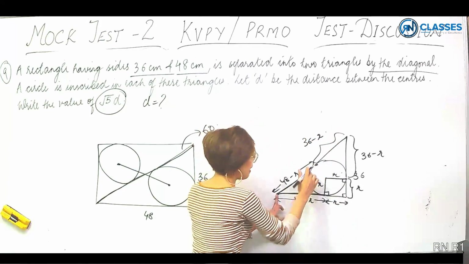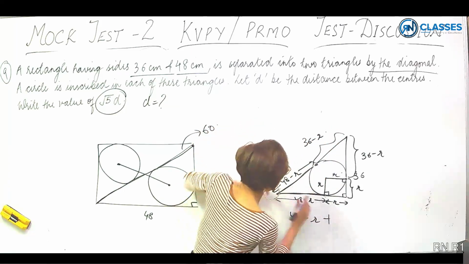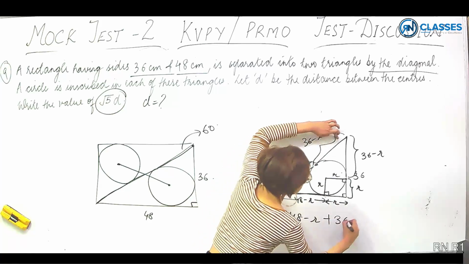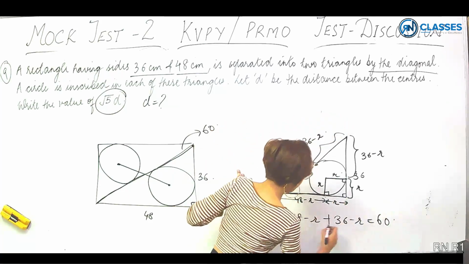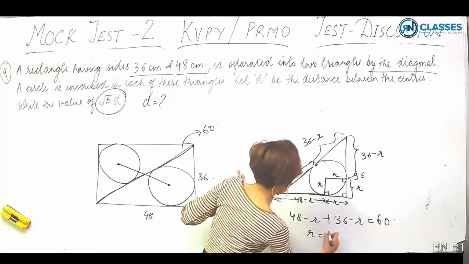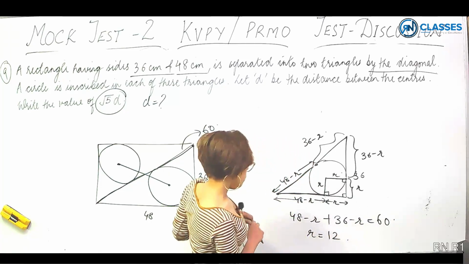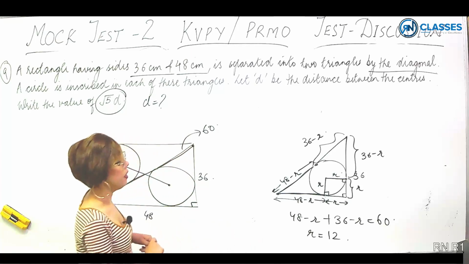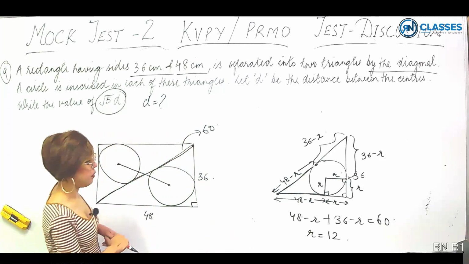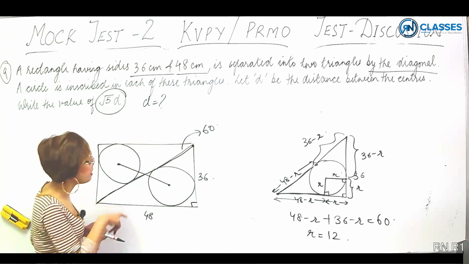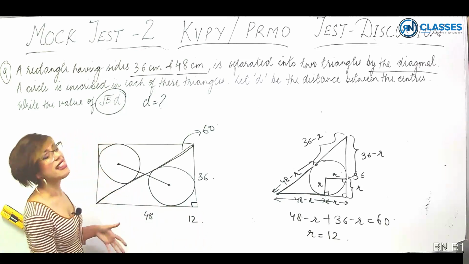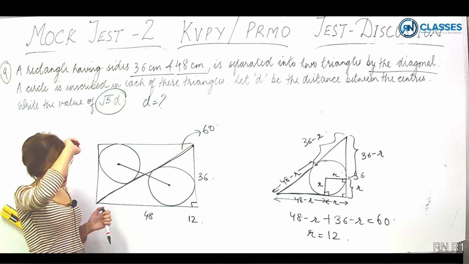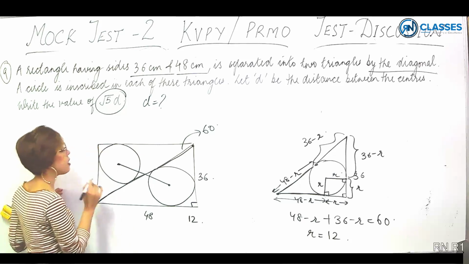Now 48 minus R plus this one, 36 minus R, is equal to the entire length, which is 60. From here, you'll find that R turns out to be 12. So radius of the circle turns out to be 12. But I'm interested in the distance between the centers. Mind it, I have to use the fact that this is a rectangle.